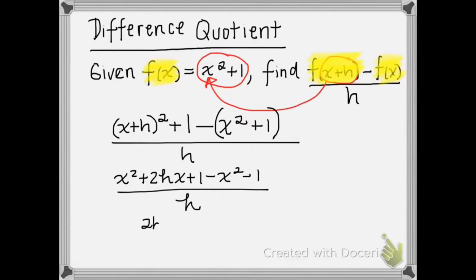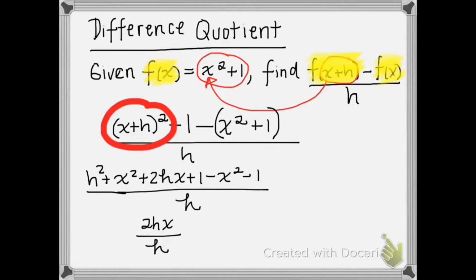I've got 2hx over h. And I missed an h squared up here when I expanded this. So when I expanded this guy here, that should have been x squared plus 2hx, and then I had an h squared there that I missed. Okay? So we'll bring that down as well. So we're going to go plus h squared.